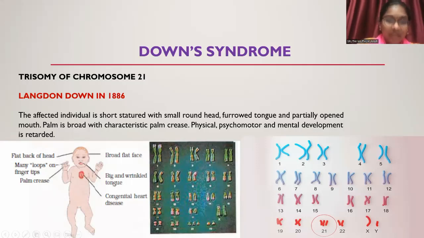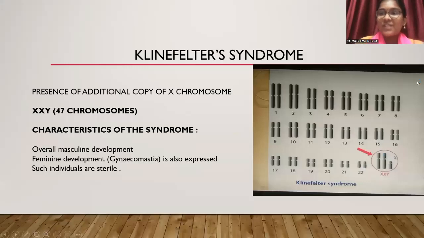These are the diagrams given in our NCERT textbook. You can see a broad, flat face, flat back of the head, many loops on the fingertips, palm crease, big and wrinkled tongue, and congenital heart disease as well. This image is not very clear, so I've taken another one from online. You can see very clearly the trisomy of chromosome 21. This is the condition of Down syndrome. Once we understand aneuploidy and polyploidy very well, these syndromes become very easy to learn.